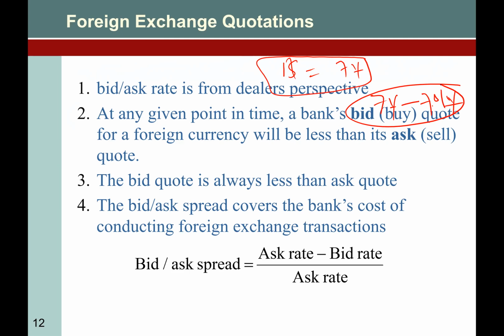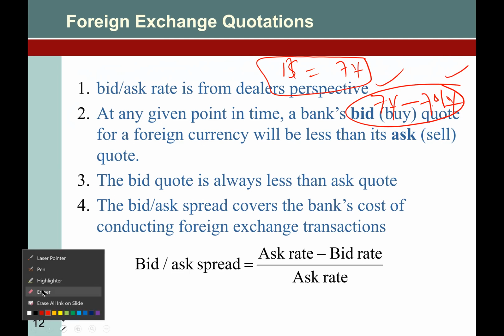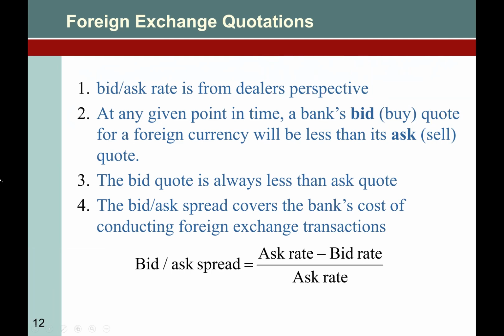Even right now, if you open a foreign exchange market, or just go on Google and type "$1 is equal to how much yuan", or just put a question mark, it will give you two rates, right? So we call this the bid and ask rate. The bid-ask rate is from the dealer's perspective.